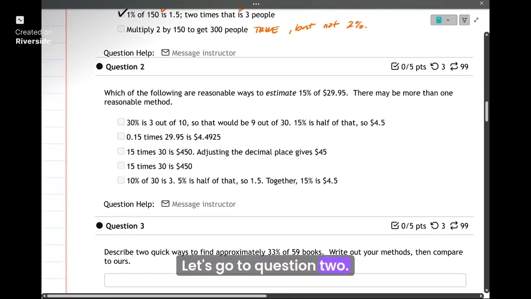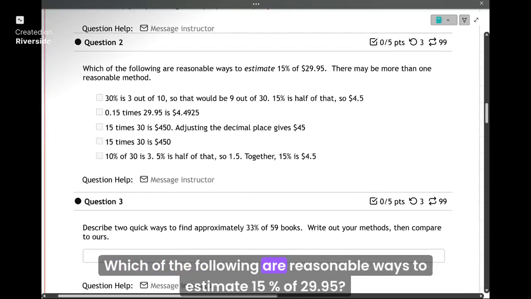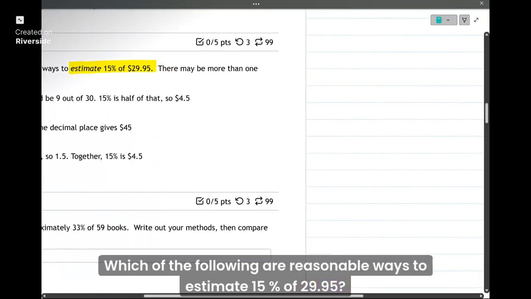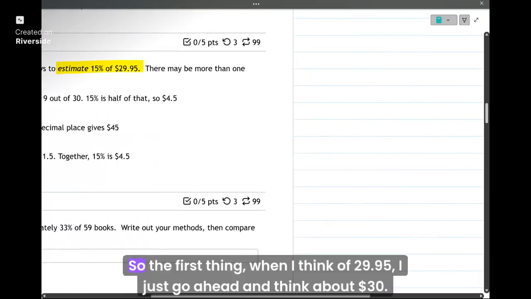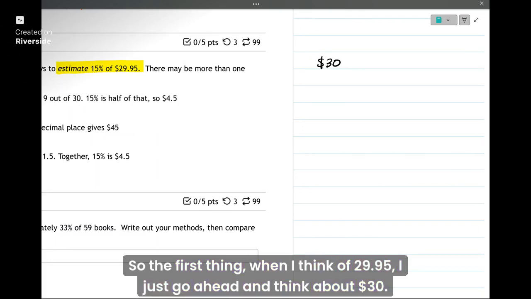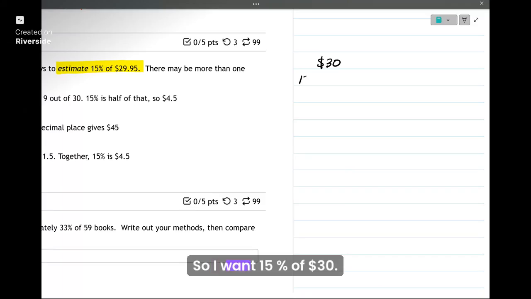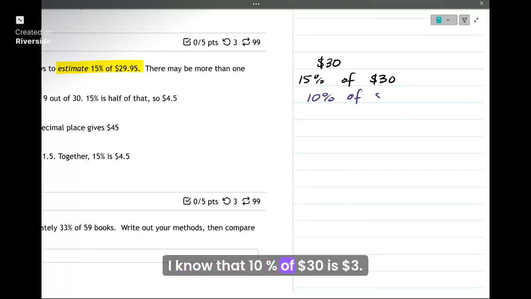Let's go to question 2. Which of the following are reasonable ways to estimate 15% of $29.95? Okay. So the first thing, when I think of $29.95, I just go ahead and think about $30. So I want 15% of $30. Well, I know that 10% of $30 is $3.